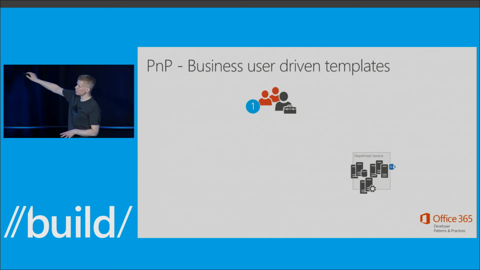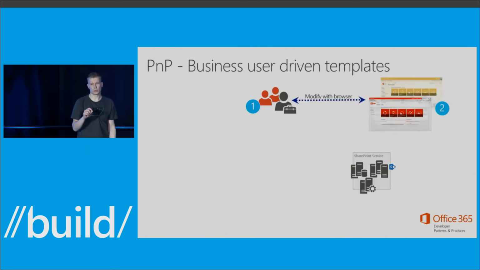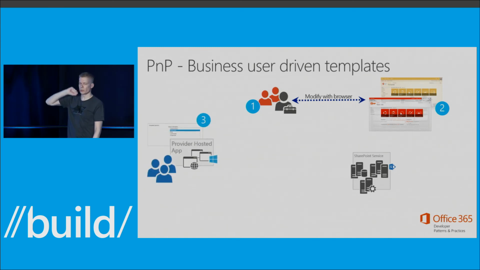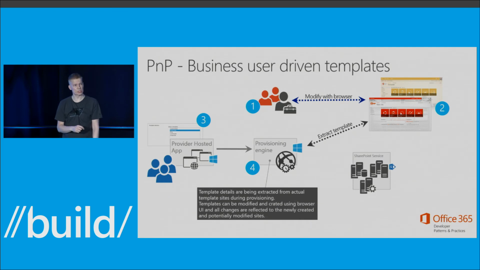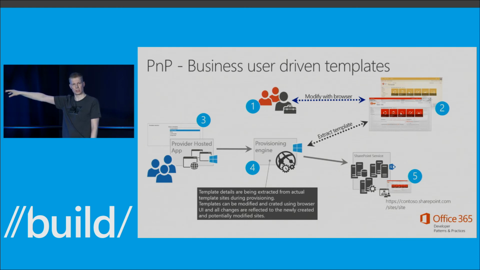So what we can do is, for example, the following business scenario. There will be a selected group of business users, content editors, who will edit a site using a browser. They will have dedicated template sites, where they will go and create document libraries, whatever is needed, using their browser. And whenever the end user goes to a UI and requests a new site collection, what our engine will do on the fly, which is open source and available as part of the Patterns and Practices guidance, is extract the changes from those live sites and provision new sites based on that template.